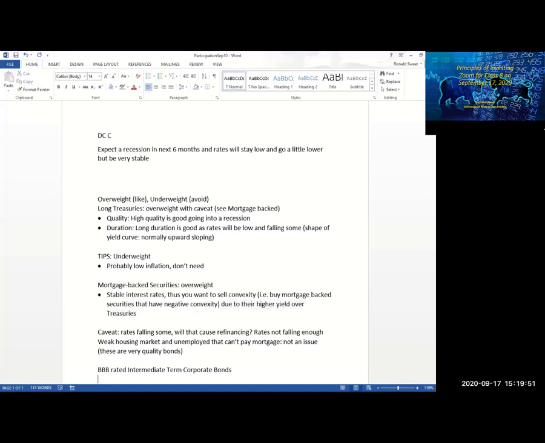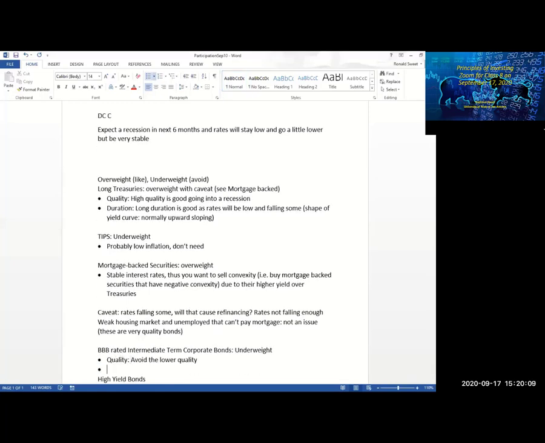Triple B, this one's very straightforward. Two things here. We want to avoid the lower quality, so I would underweight. Quality is the first to talk about here. The second thing you have to talk about is duration. Intermediate is okay, but longer term is better if rates are falling. There's actually three things you'll talk about here. Once I bring munis in, you'll talk about tax as well. I didn't give you any munis here, so you can't talk about the tax side.